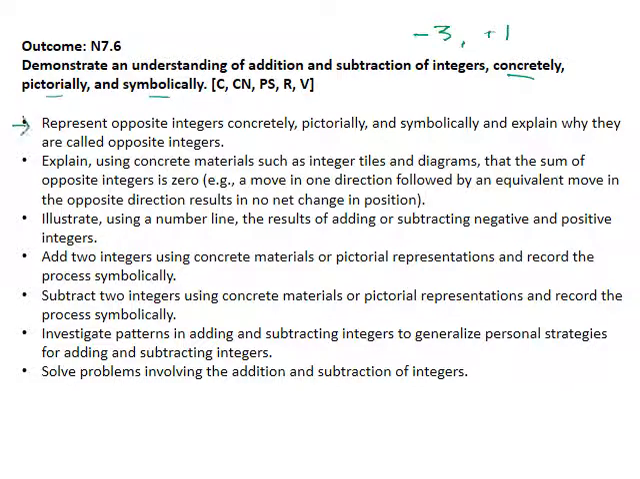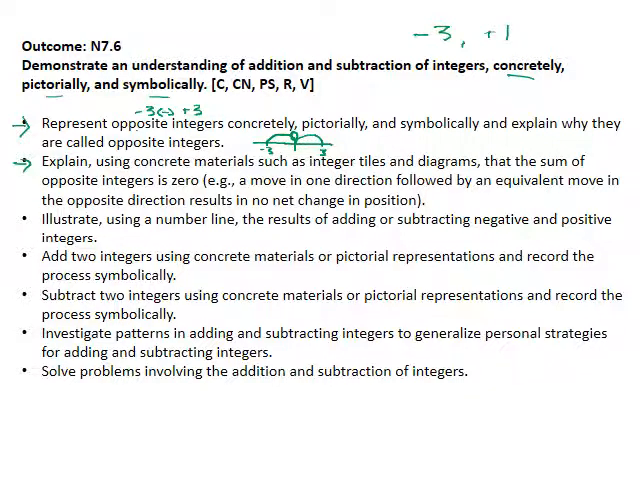Okay, indicators say you have to represent opposite integers. So -3 would be opposite +3. And to show that concretely, like with algebra tiles or objects, draw a picture of it or use math symbols and explain why they're called opposite integers. And I can tell you right now, it's because they are the same distance from 0 on the number line. So if we have -3 down here, we have +3 up here, and that means they're exactly the same distance away from the origin or the 0 on the number line.